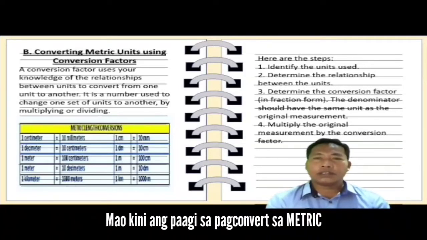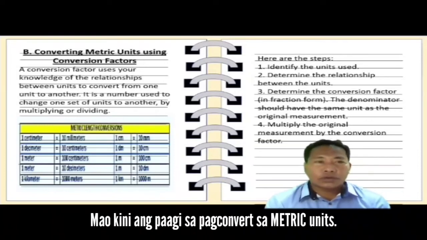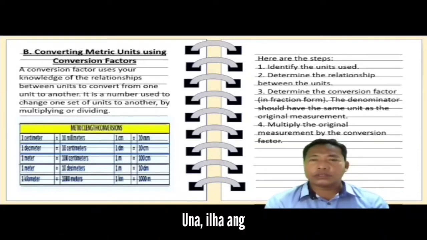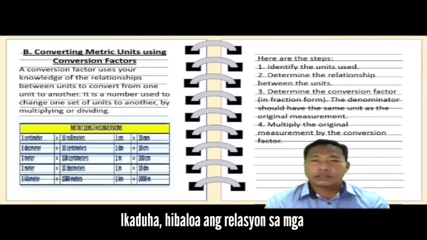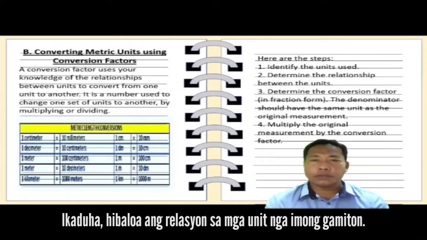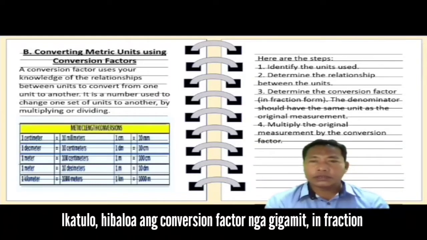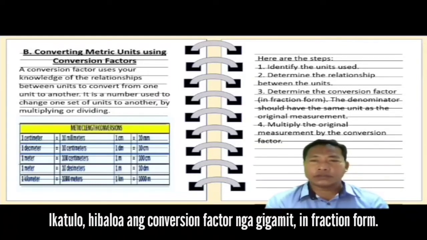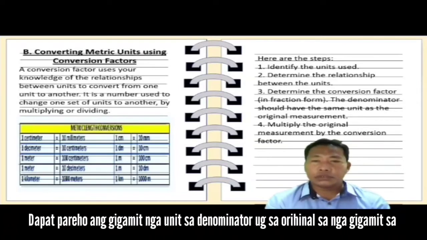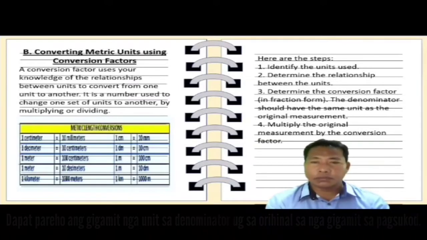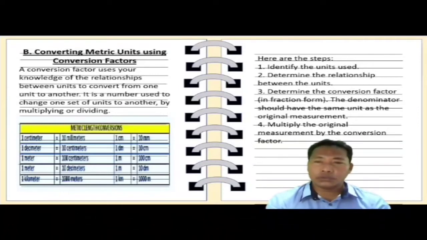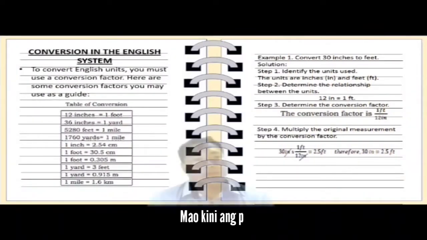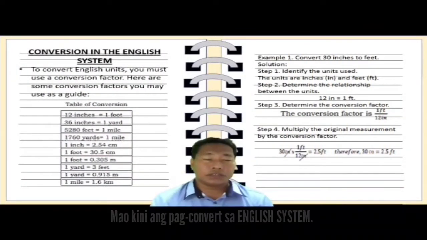Okay, here are the steps to convert the metric units. First is to identify the units used. Number 2, determine the relationship between the units. Number 3, determine the conversion factor in fraction form. The denominator should have the same unit as the original measurement. Then multiply the original measurement by the conversion factor. Now we're going to use this step.